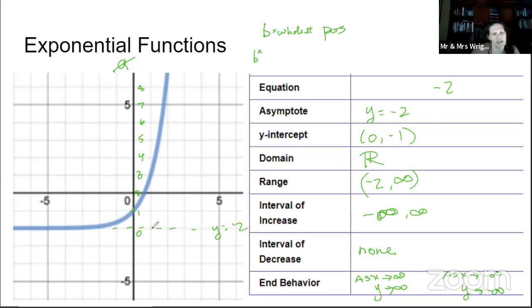If we plug in the x value of 1 into b to the power of 1 equals, well, what do we get in the graph? 3. B to the power 1 is 3. Okay, well, anything to the power of 1 is going to be what? That's easy enough. 3 to the power of 1 is 3. So what is our b value? Our b value is 3. So our equation is y equals 3 to the power of x minus 2.